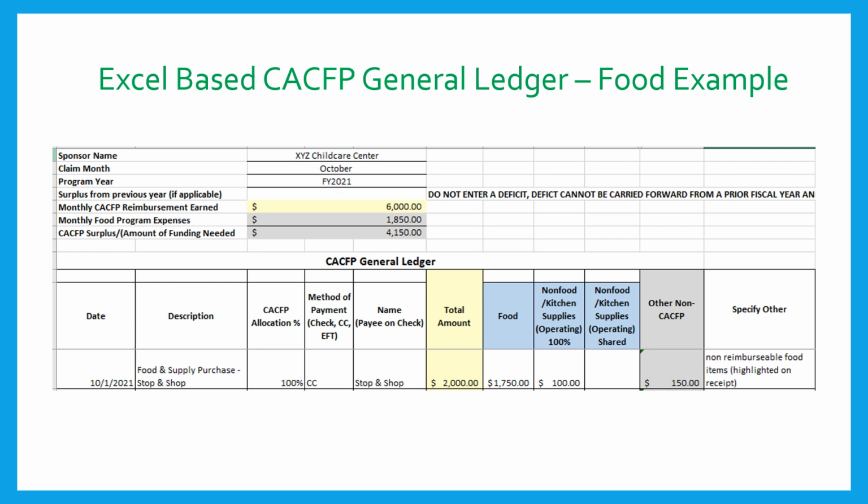Note, these non-CACFP costs must be highlighted on the receipt. Additionally, it also needs to be easily segregated between what was food and what was non-food. This all should be easily identifiable within the source document.